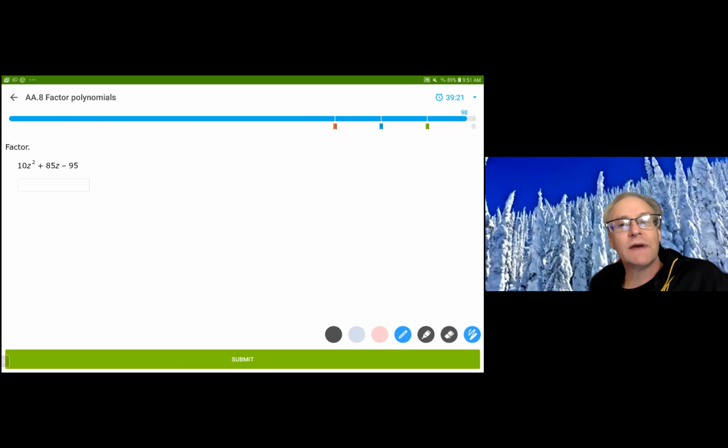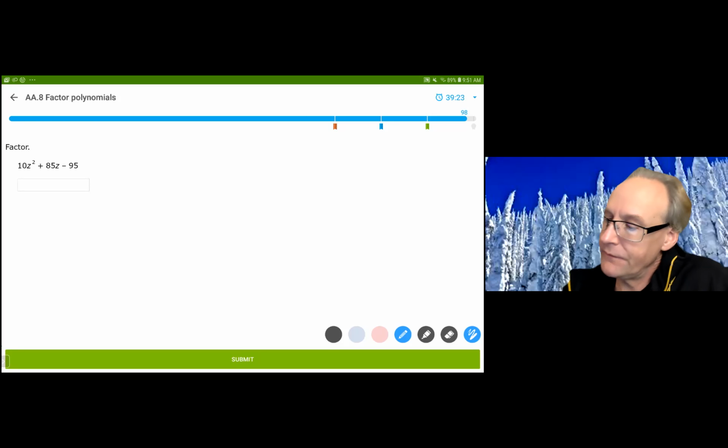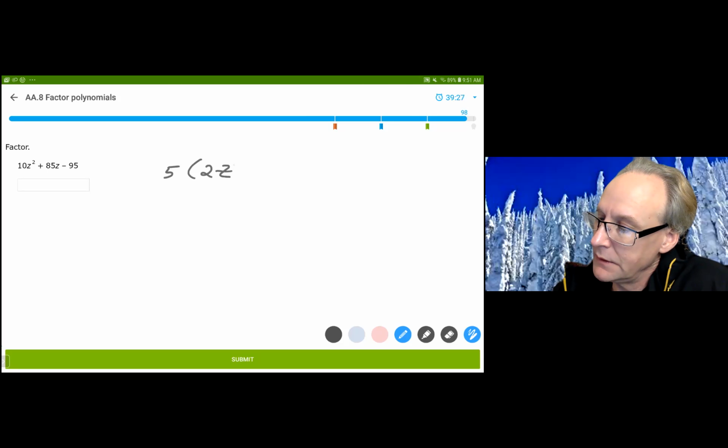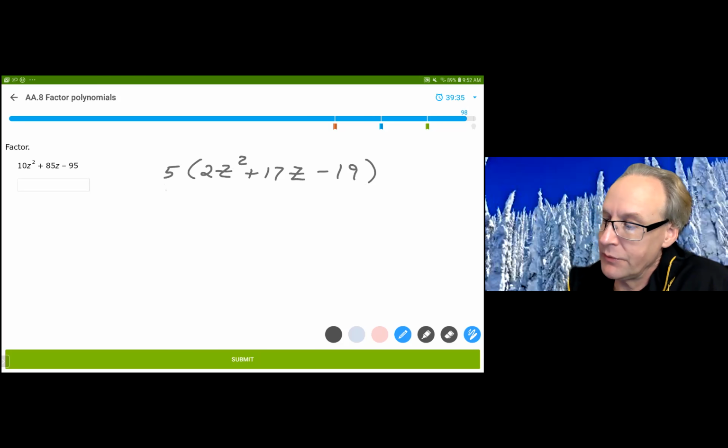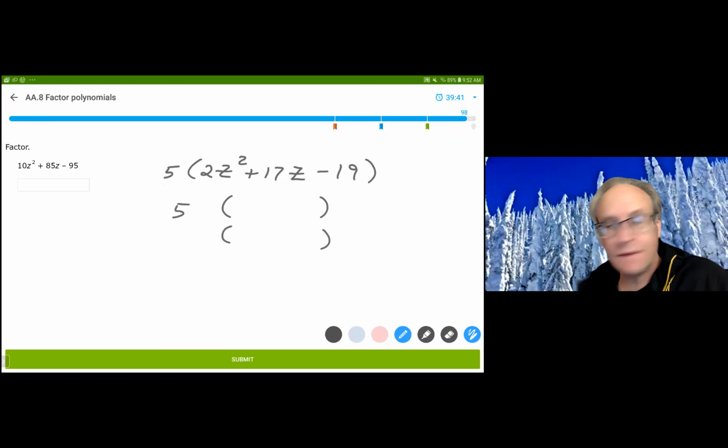Looks like we have a common factor of 5. So I'm going to factor out the 5. And I have 2z squared plus 17z minus 19. Now I want to remember to bring down my 5. And I'm going to go ahead and do my stack here. The only way to get 2z squared is to multiply 2z times z. And the only way to get 19 is 19 times 1.